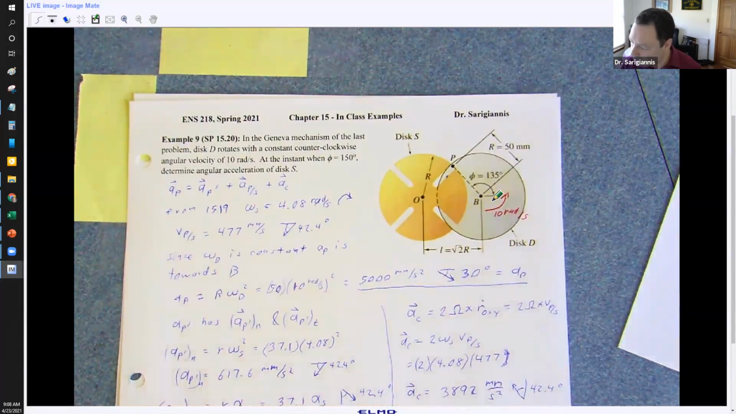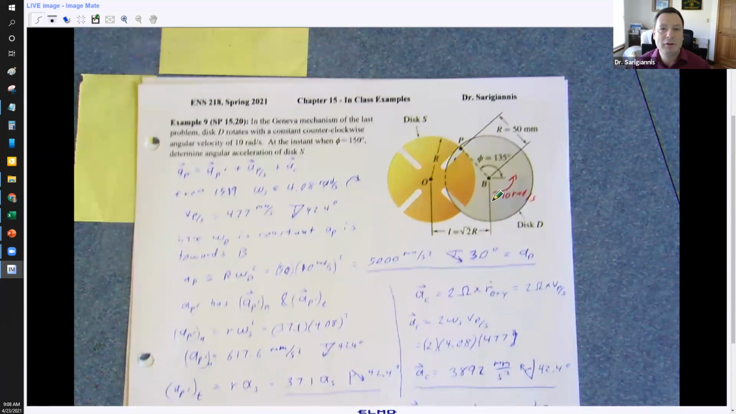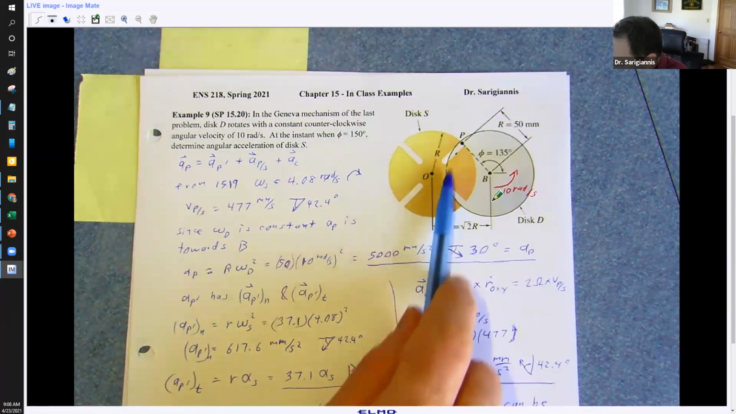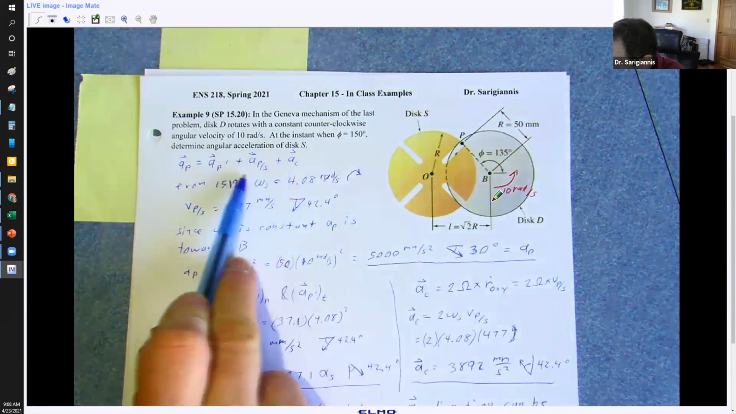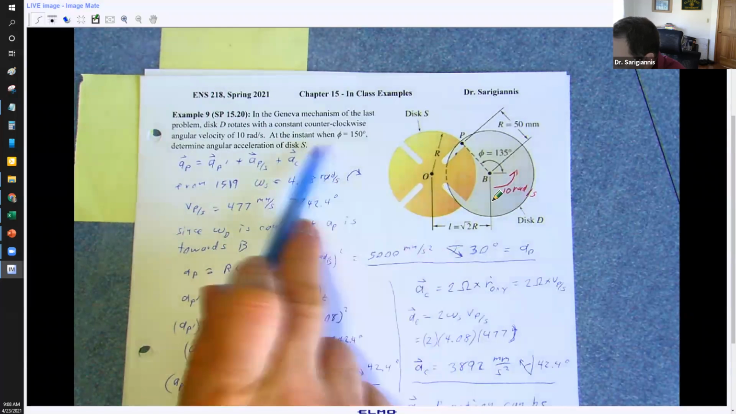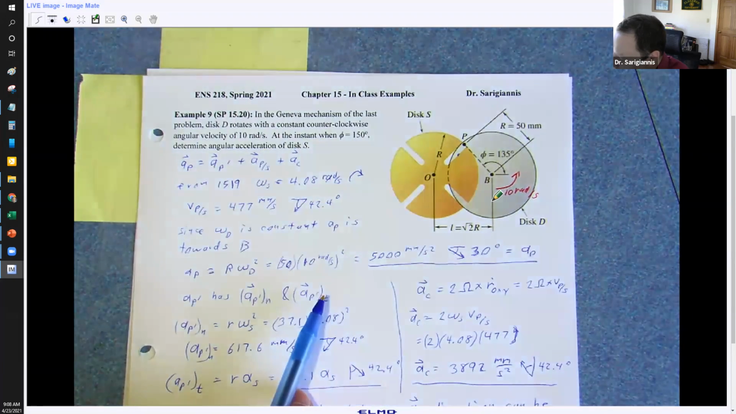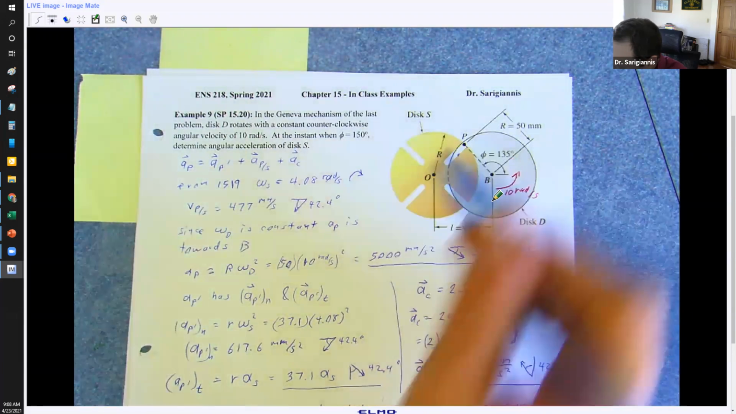Let's see, we just finished, or we were working on this Geneva mechanism problem. Let me clear my spaces. We're looking for the angular acceleration of disk S, right? Because this mechanism comes in and this pin makes contact with this wheel. And they tell you at the instant when phi is 150 degrees, determine the angular acceleration of the disk, right? So this pin is now into the groove somewhere, and it's now starting to rotate disk S.